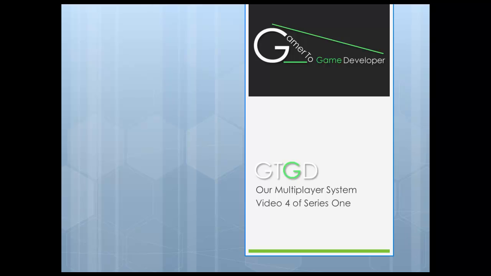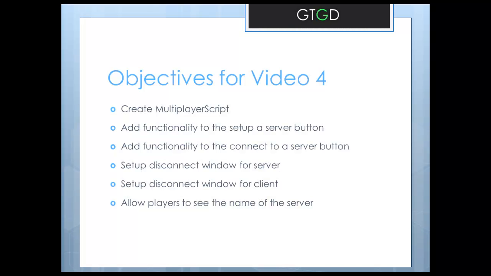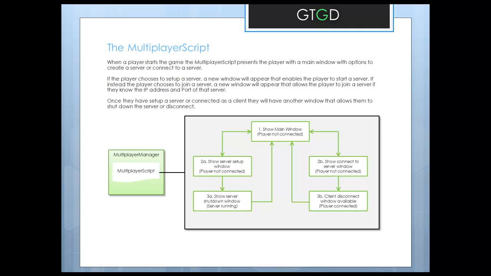Welcome to video 4 of Gamer to Game Developer Series 1, and in this video we'll be implementing our multiplayer system. To achieve this, we'll be writing a multiplayer script, and this whole video is about that one script, and throughout this video we'll be implementing more and more functionality into that script. So I'll go on to describing how it'll work.